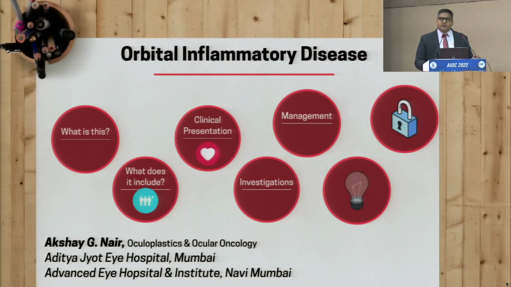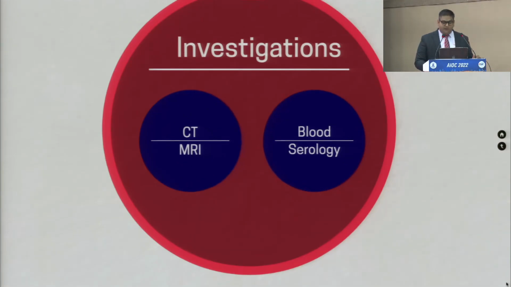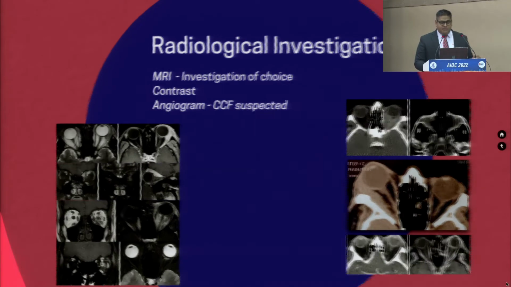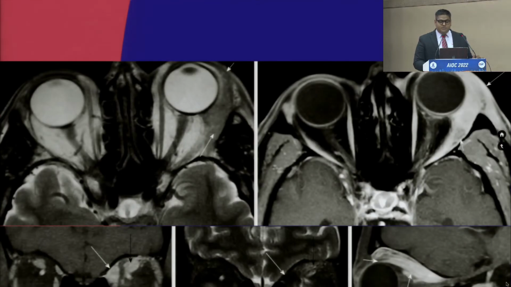So what investigations would you end up doing? The first thing is to image. Now, if you were to image, we have two options, which is CT and MRI. Now, say for example, this is a patient who came with orbital inflammation. You can see and clearly identify the recti and the lacrimal gland, the lateral rectus and the lacrimal gland being involved and inflamed.